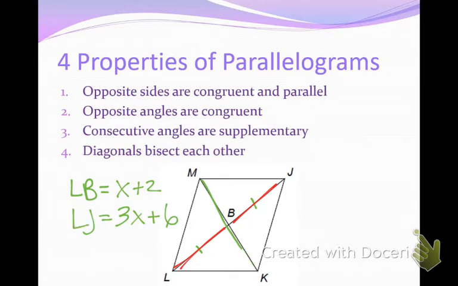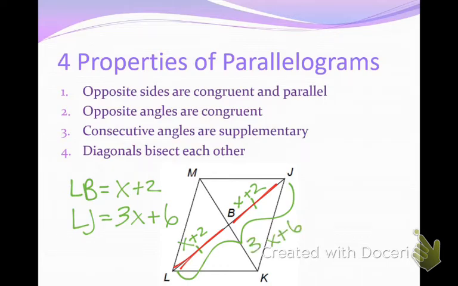LJ is the length of the whole line. So does the whole line look like it is the same length as LB? It is not. So in this one, you would need to do one of many things, I guess. If LB is x plus 2, what is the length of JB? It's also x plus 2. And the whole line would be 3x plus 6.